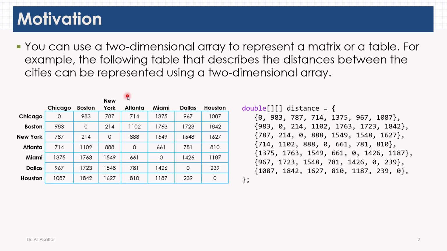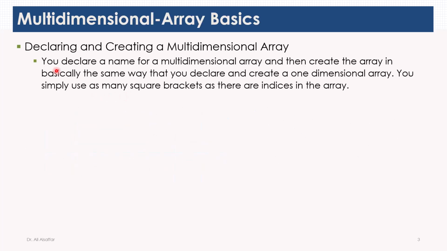So what is the meaning of a multi-dimensional array and how to declare it? Here, we will show you how to declare and create a multi-dimensional array. You declare a name for a multi-dimensional array and then create the array in basically the same way that you declare and create a one-dimensional array. Remember that for a one-dimensional array, when you declare an array, you give it a name, and then you create the object by saying new, and you put the size of the array.